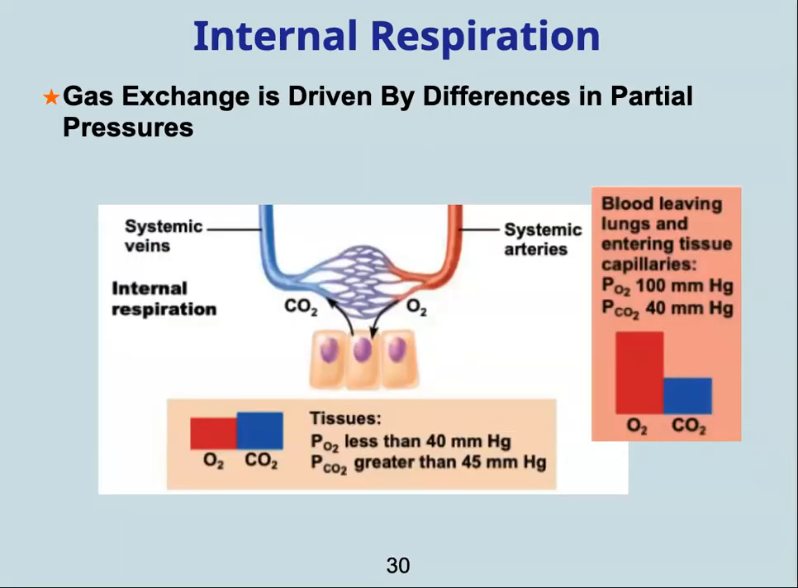Internal respiration involves capillary gas exchange happening at body tissues. And in internal respiration, gas exchange is once again driven by differences in partial pressures. However, now our partial pressures and diffusion gradients are reversed compared to external respiration. Okay. We can see that for the blood entering into tissue capillaries, the partial pressure of oxygen is 100.